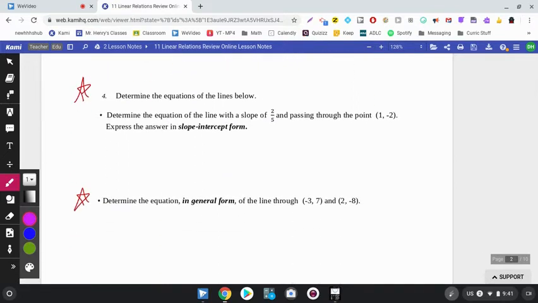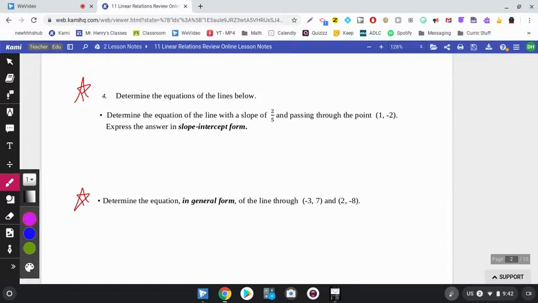Next ones. Determine the equations of the lines below. Okay, it says equation of a line with a slope of 2/5 and passing through the point 1, negative 2. Well, there are 3 equations of the line. They're on my formula sheet that you should be using on that assessment tomorrow as well. Slope y-intercept, we just looked at that one. Okay, general form, that's kind of the nice one.